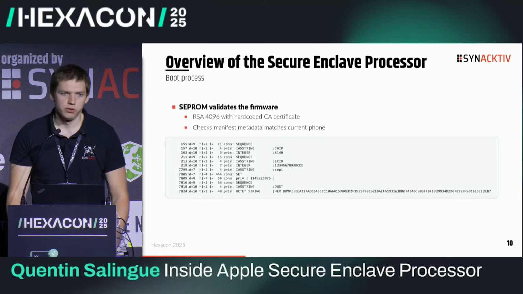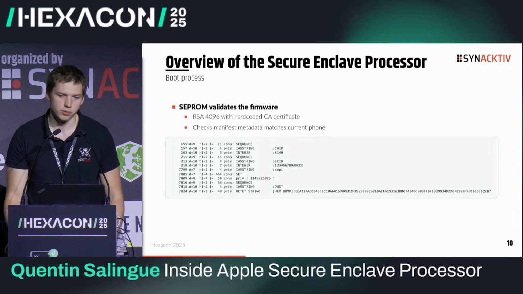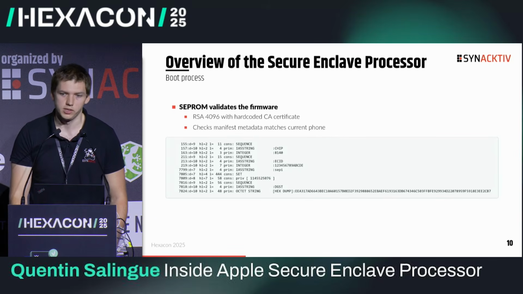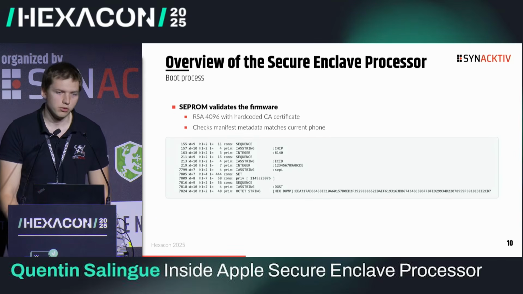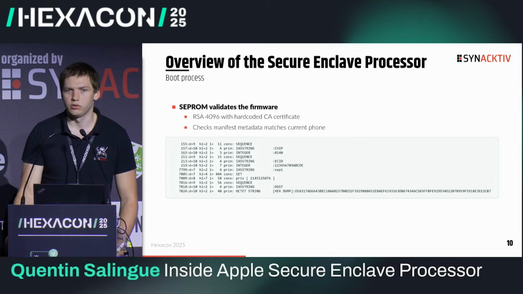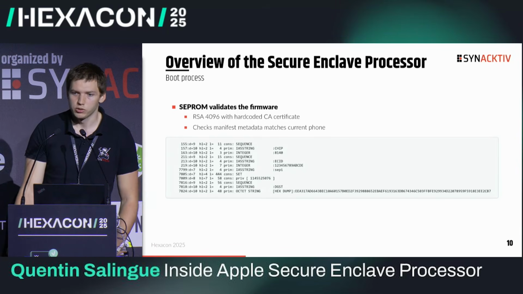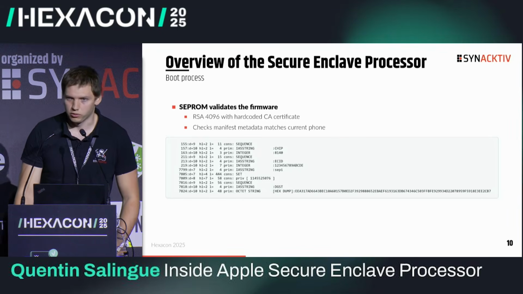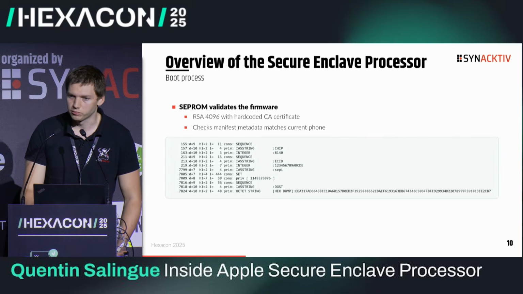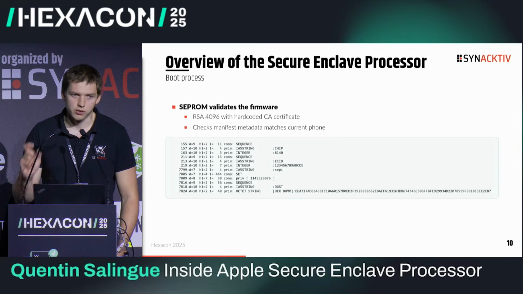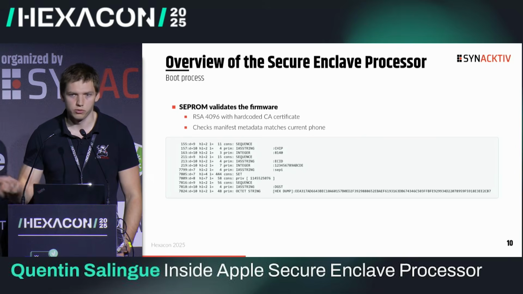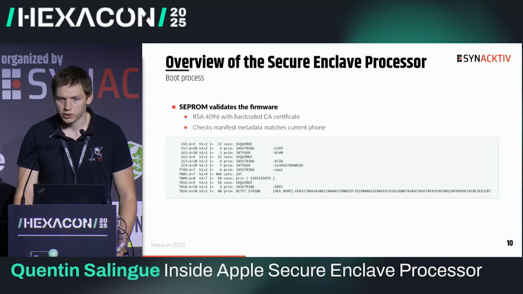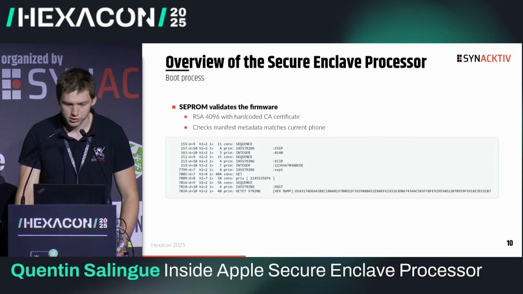So upon receiving the firmware, the SEP ROM will copy it into its memory and validate it using an RSA 4K CA certificate. And it will also check the metadata inside the manifest to check that it matches the phone that you have. So for example, it will check the chip, so that you have the right model, and also the exclusive ID, so that the manifest is for your phone and not one of your friends'. And obviously, you also have the hash of the payload that you're trying to sign. Otherwise, it's pointless.